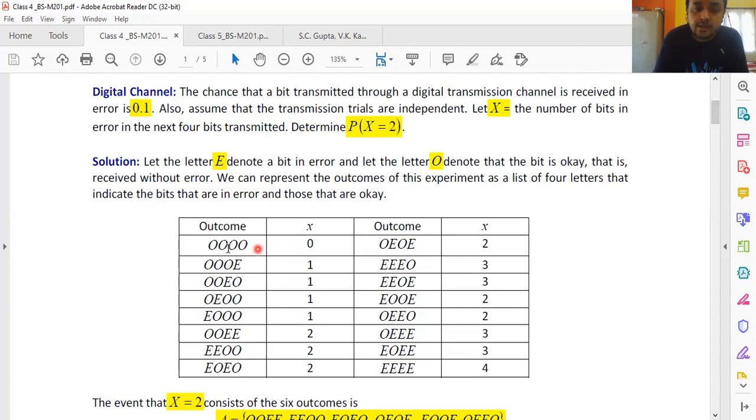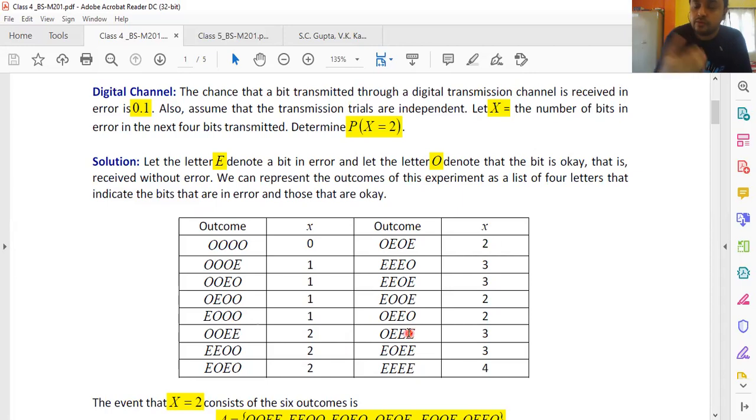So here I have tabulated all the possible ways by which these bits can be arranged with errors and without errors. For instance, the first sequence, as you can see, where only O's are present, that means all the bits which have been transmitted in the first case are all okay. And where all E's are present, they are not okay. And in between them, sometimes the error bit is occurring once, sometimes twice, and sometimes thrice. In this manner, all the possible outcomes have been tabulated.